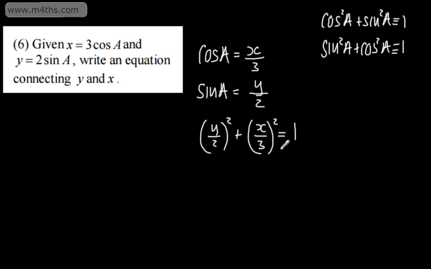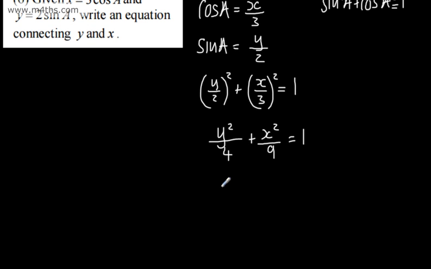All it's asking me for is an equation connecting y and x. It's not asking me to express y in terms of x. It's just asking me to write an equation connecting them. That's it. If you want, you could write that this is y squared over 4 plus x squared over 9, and that is equal to 1. If you really wanted, you could write 9y squared plus 4x squared is equal to 36.